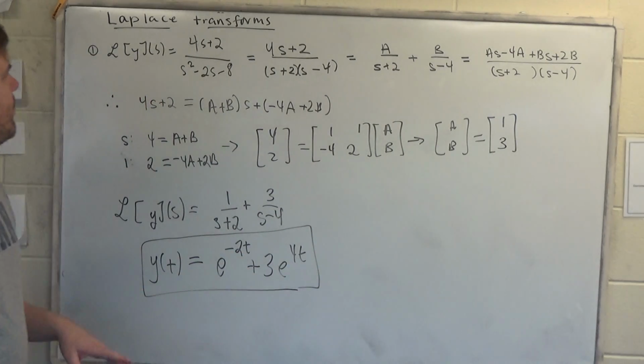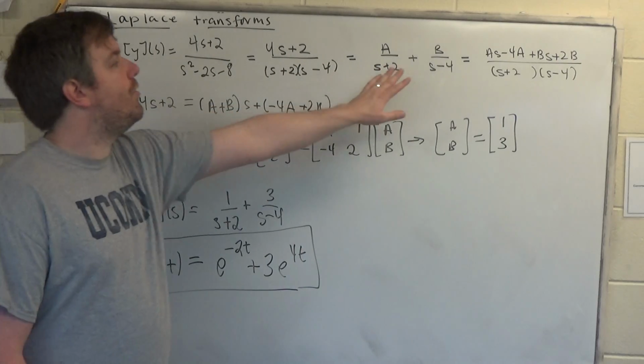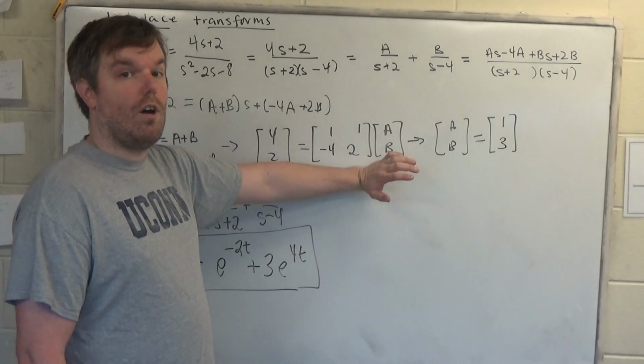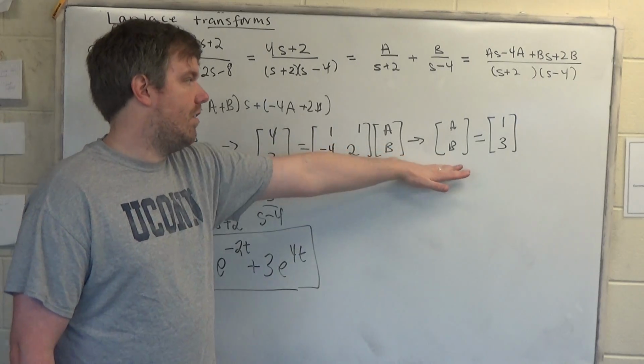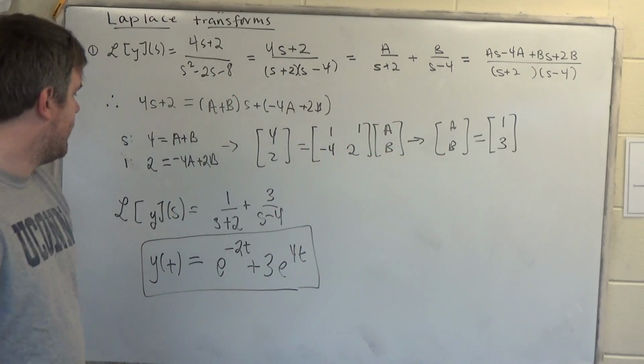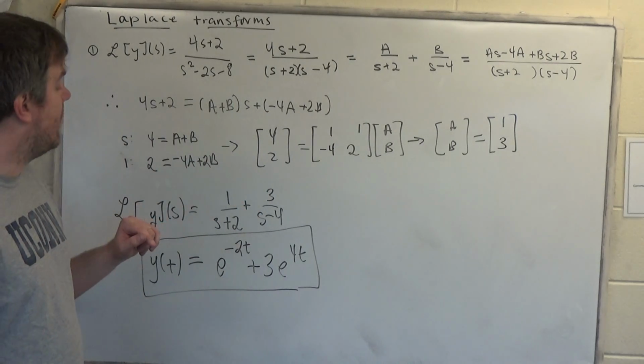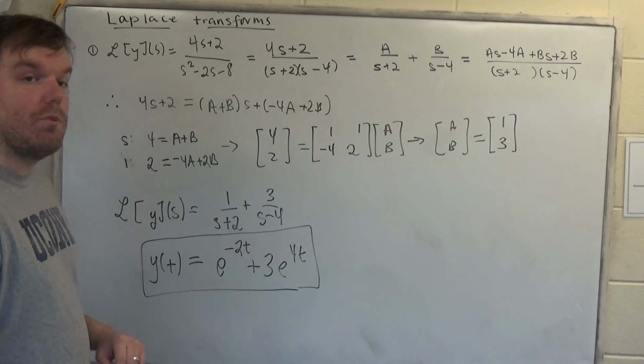So the key steps involved here are just algebra. Do partial fractions, set up your equations, and if you want, use technology to help you solve the system of equations. And now everything should be really close to being on your chart, so just use your chart to go backward.